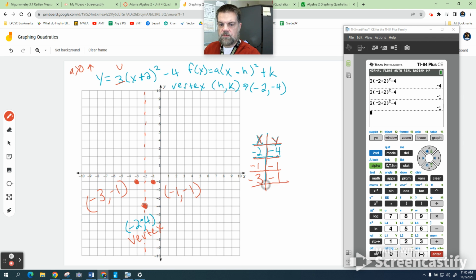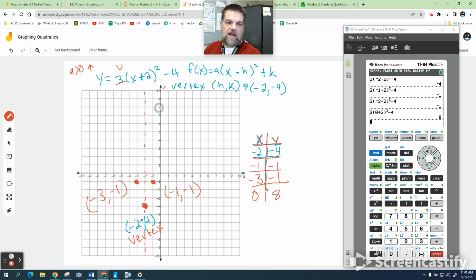Let's try another number. How about we try 0? Let's see what happens when x equals 0. So I'm going to say 3 times the quantity, 0 plus 2, squared, minus 4. And I think it's 10? No, wait. It's 8. So right up here, I've got this point, which is the point 0, comma 8, which makes sense.